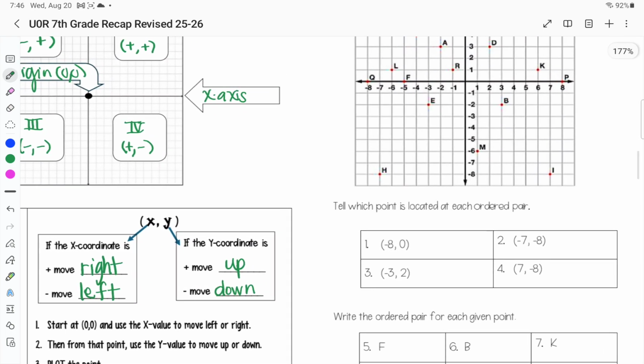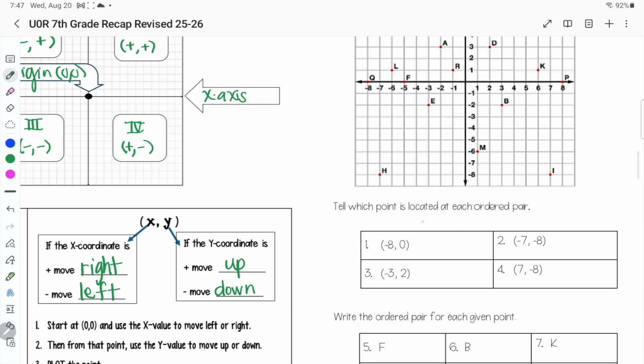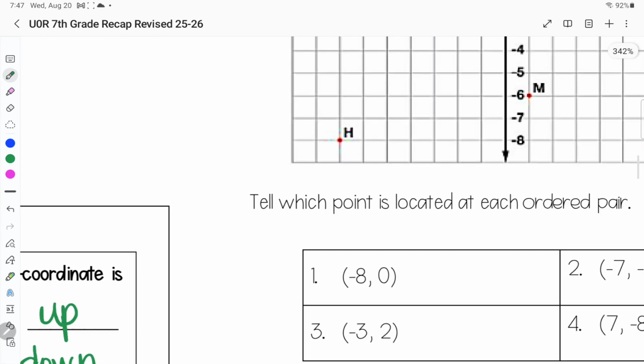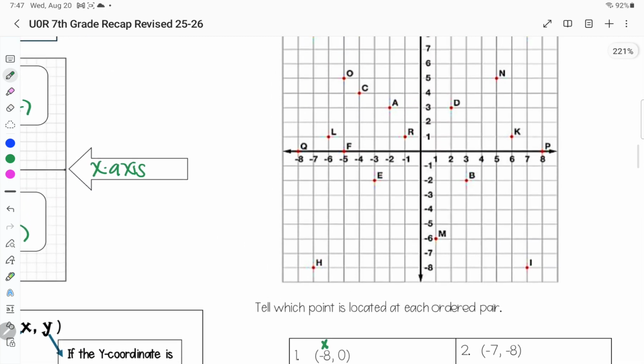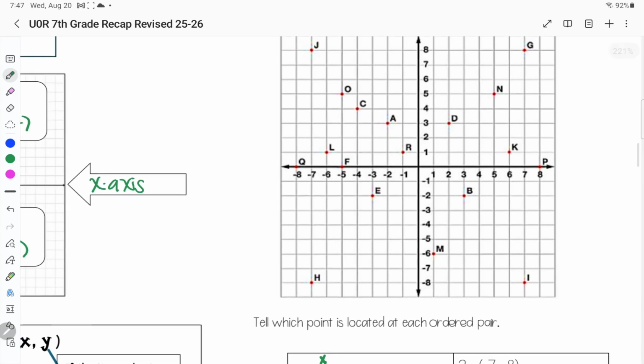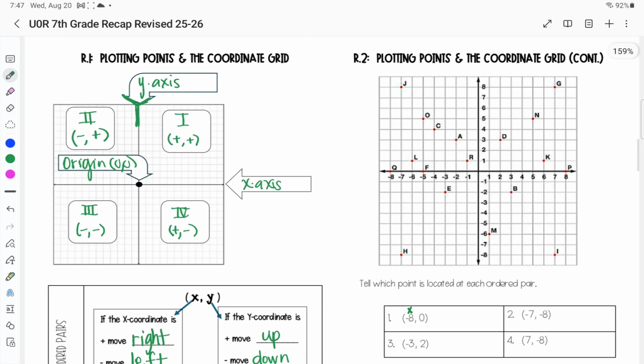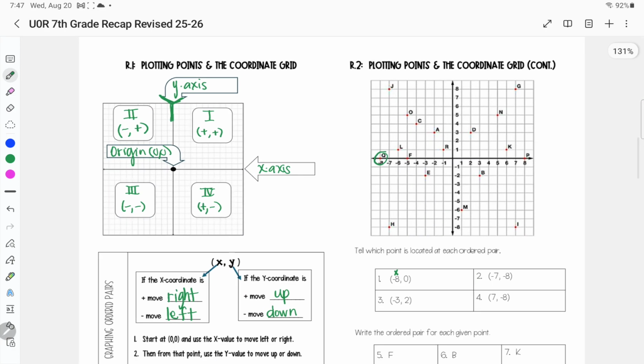The first one says, tell which point is located at each ordered pair. So this is my X value. First thing I'm going to do is start at 0, 0. Let me make this a little bit smaller so we can see it all at the same time. So I'm going to start right here, and this tells me to go 8 to the left. So I go over 8. And then this number says don't move up or down, we're at 0. So this would be the point that I'm looking for, and that is Q. I couldn't see very good. So we would write Q right here.